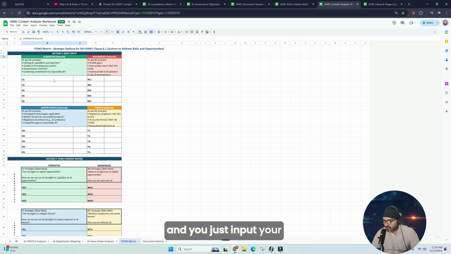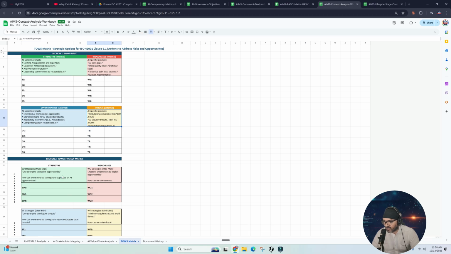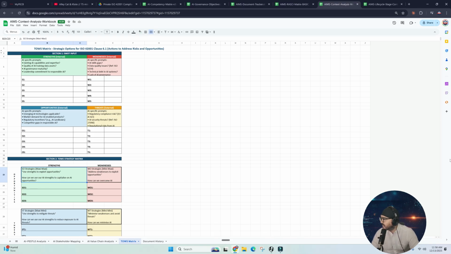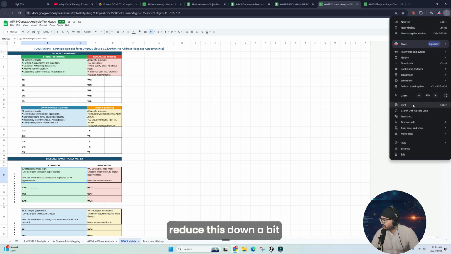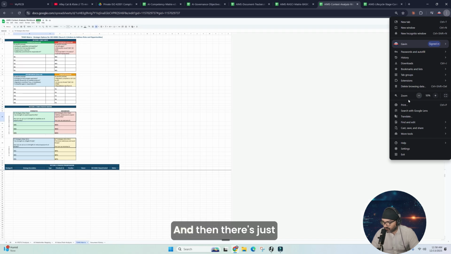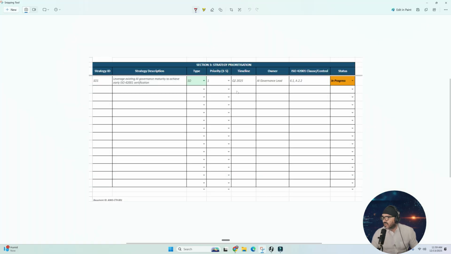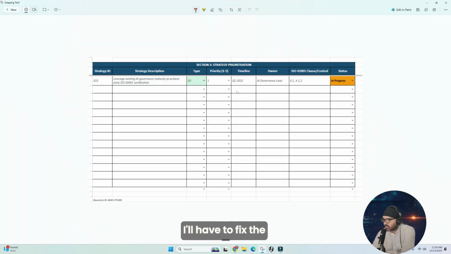And you just input your strengths, your weaknesses, or consider them, opportunities and threats. And then it's like, well, based on these strengths, how can we use our strengths to capitalize on AI opportunities? And I might need to just reduce this down a bit because it's hiding away. And then there's just more. Oh, there we go. Can I zoom in on that? And that final column, I'll have to fix the formatting of this.